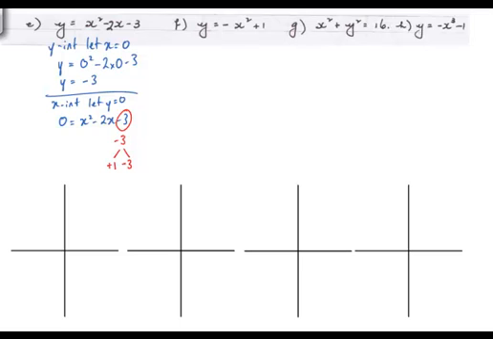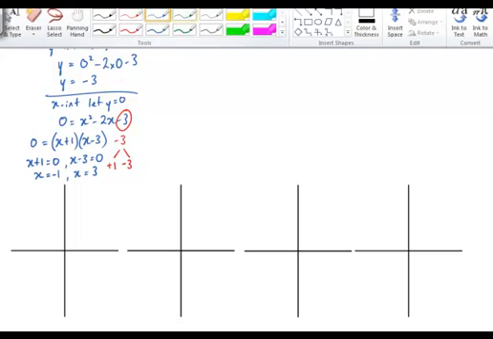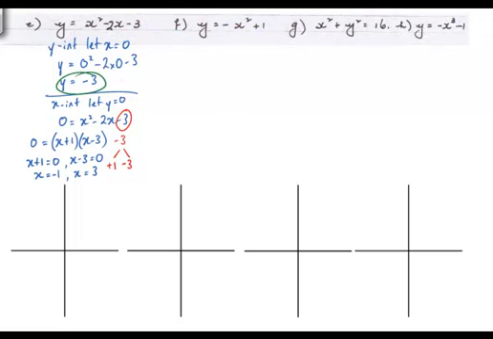Alright, so knowing those two numbers means that to solve the equation, what I'm going to have is 0 equals x plus 1 and x minus 3. And then I let each of those brackets equal 0. So x plus 1 equals 0 and x minus 3 equals 0. So the first one, subtract 1, so x equals negative 1. The second one, add 3, so x equals 3. Alright, so all of that information, we've got a y-intercept of negative 3 and x-intercepts of negative 1 and 3.